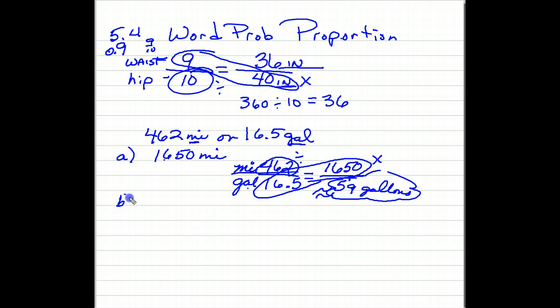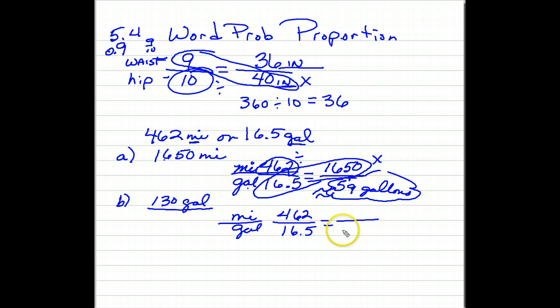Okay, the B on that says how far can the car travel on 130 gallons? So if you do the same thing here, you're using 462 miles, 16.5 gallons. Now you're wanting to know how far it can go on this many gallons. So you need to put this number where the gallons is. Multiply the two across numbers, divide by the other one, and you should get 3,640 miles that it can be driven.